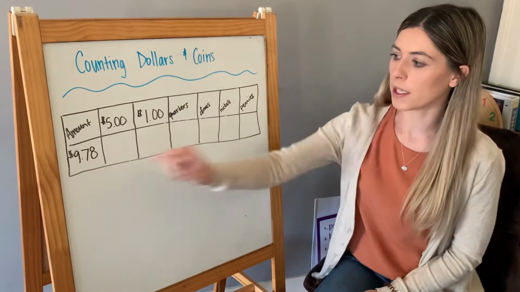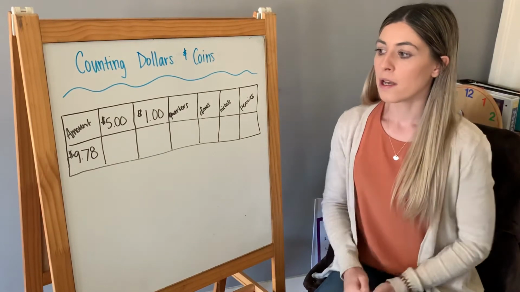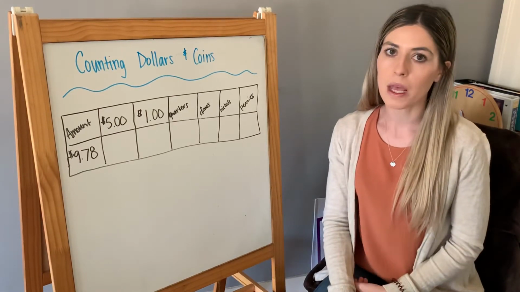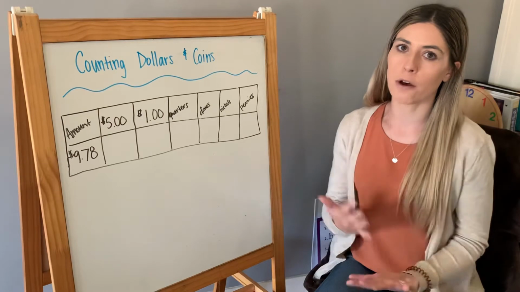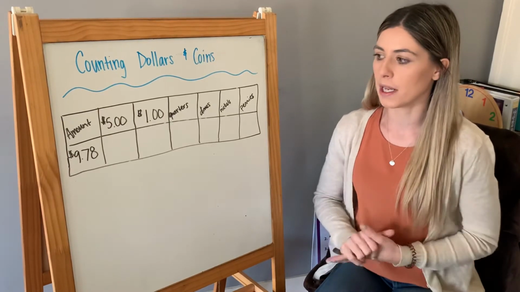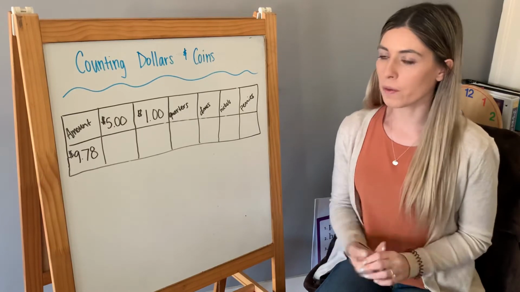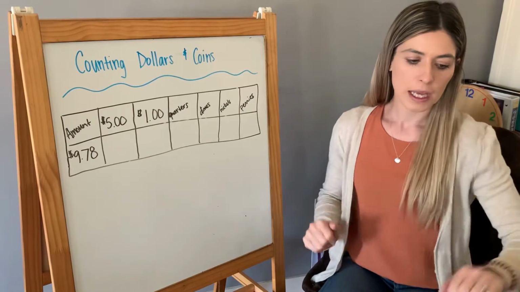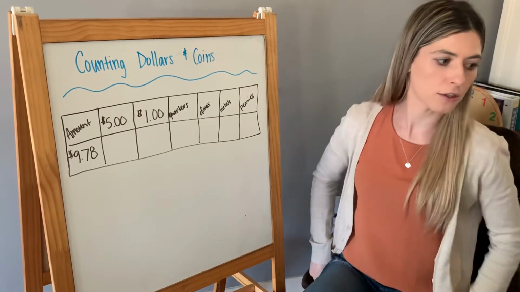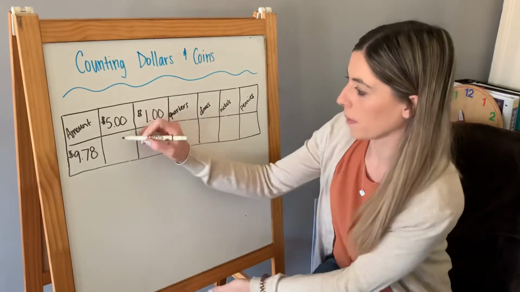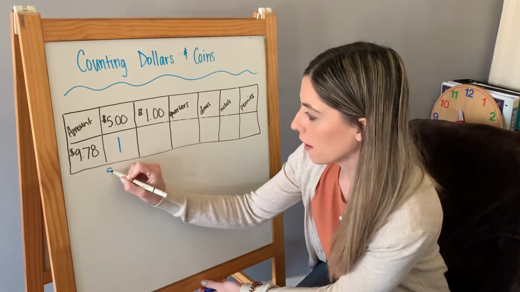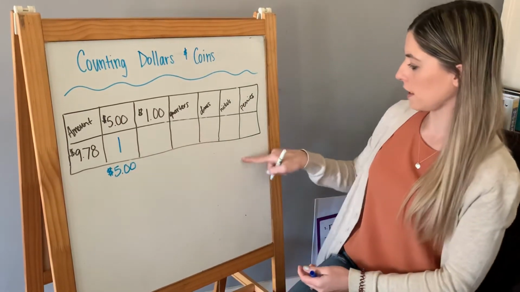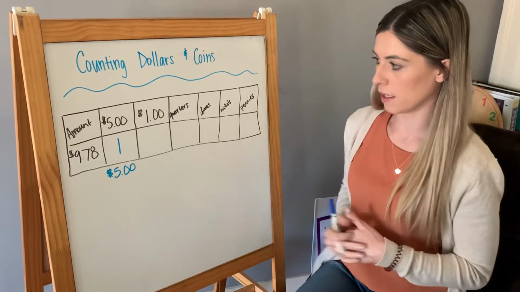So today we're going to start with $9.78. Because that is less than $10, we can't use a $10 bill. How many $5 bills do we know fit into $9.78? Well, only one $5 bill fits into $9 because if I had two, it would be $10, and that's too much. So we're going to say one $5 bill is in our pocket, and underneath we have $5 so far. We're going to go all the way across at the end. I want it to equal $9.78.